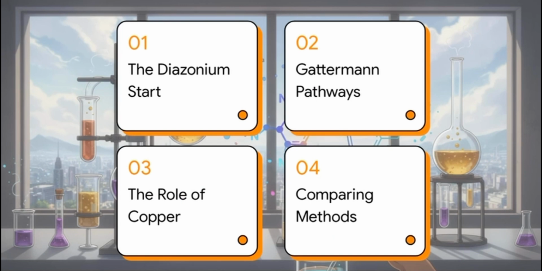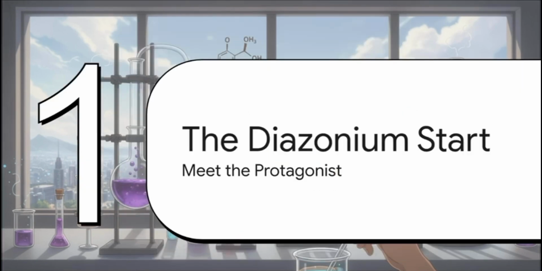Here's our syllabus for today. First, the diazonium starting line. Second, Gattermann reaction pathways. Third, the role of copper. And finally, comparing synthesis methods. Starting off with Section 1, the diazonium starting line.